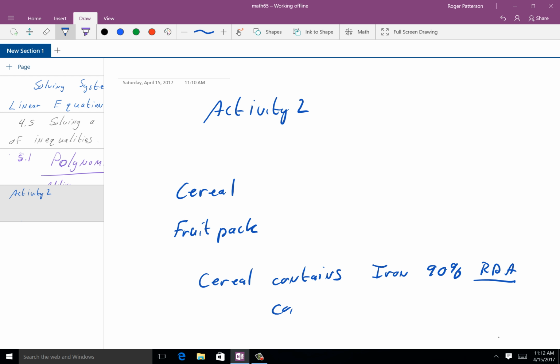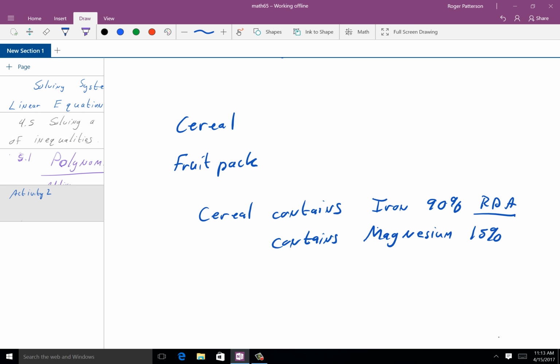It also contains other things too, but they were keen on these minerals. Magnesium, which I'm not even going to attempt to spell unless some of you know how to spell magnesium. M-A-G-N-E-S-I-U-M. Yeah. Nice! You guys are great spellers. Okay, magnesium. And it has 15% of that, so it doesn't have a lot of magnesium. You're going to have to find another magnesium source.